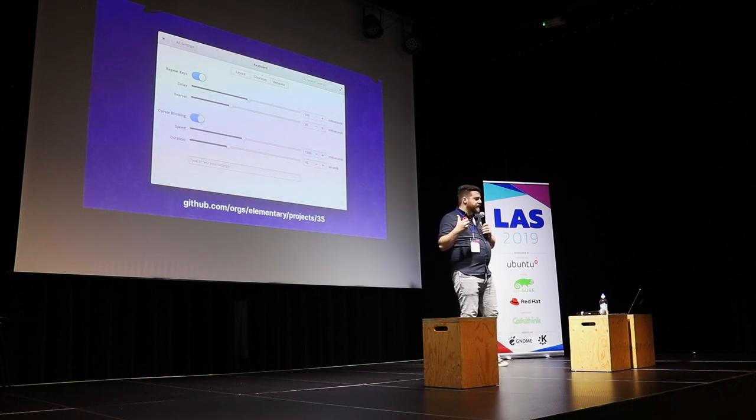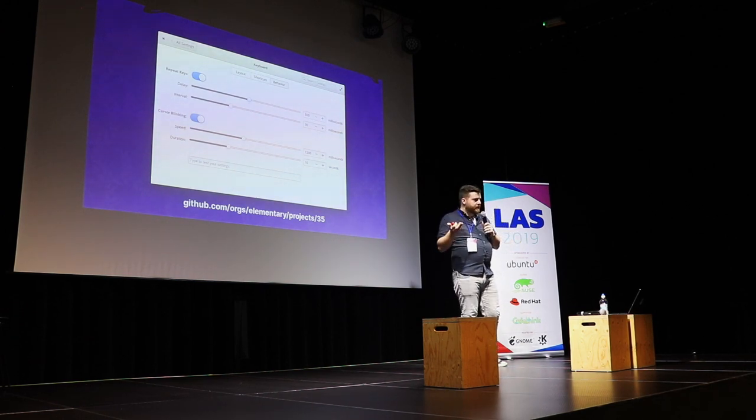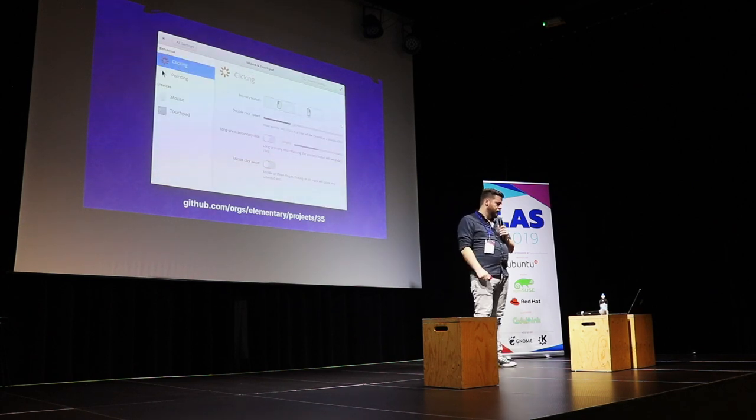We also, in our keyboard settings, have repeat delay and cursor blink speeds. These are traditional accessibility settings, but they're really keyboard settings. They're related to keyboard input, so we put them with the keyboard settings. Same with mouse and touchpad controls.